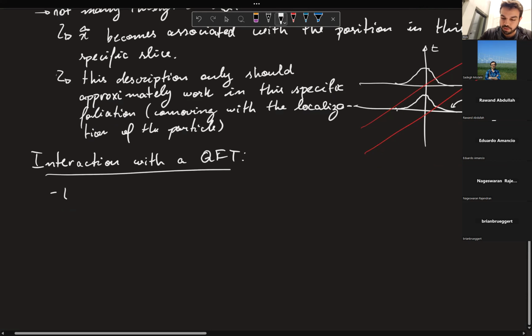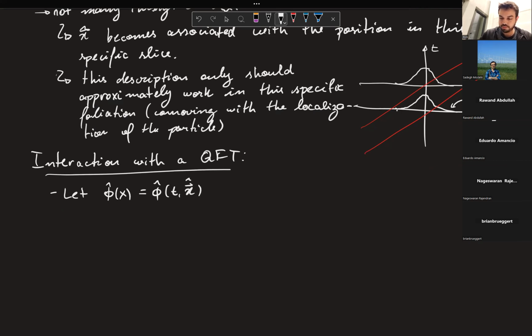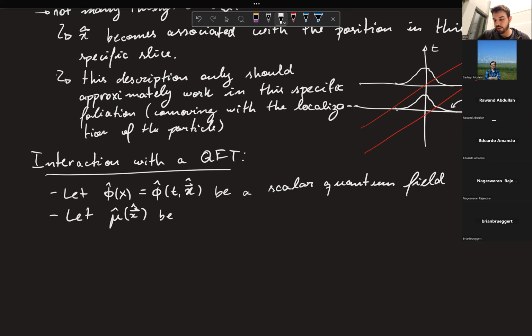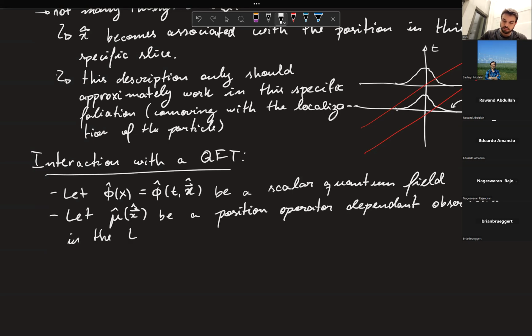And what's going to show up? Well, let phi of x, which is basically a phi of dx, be a scalar quantum field. And we will couple a monopole operator, which will be dependent on the position operator. So let mu be a position operator dependent observable in the localized non-relativistic quantum system Hilbert space.